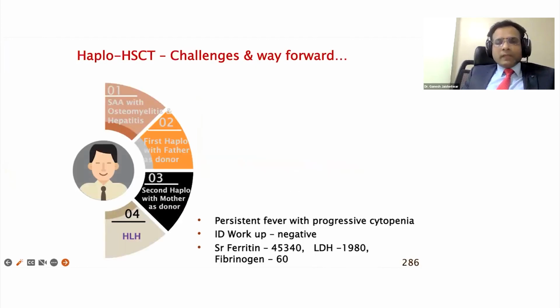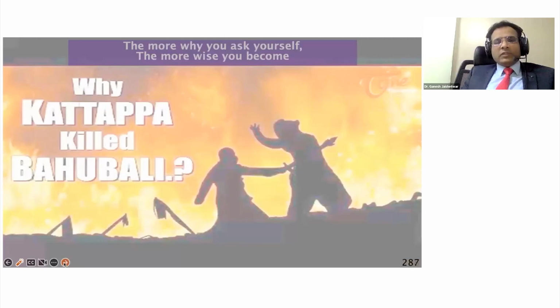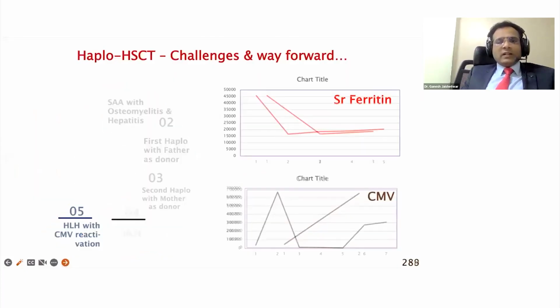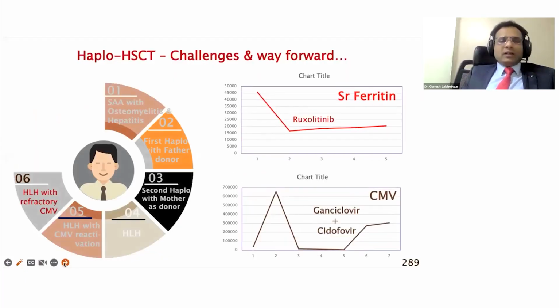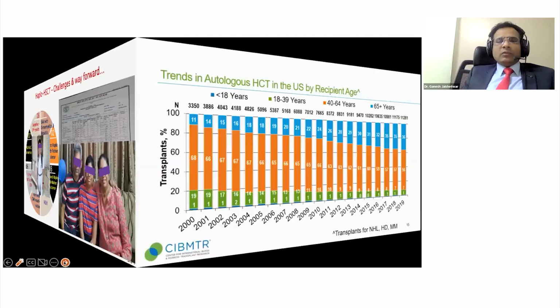He develops HLH post-transplant and is managed with novel drugs like ruxolitinib upfront for HLH, because the fear of losing the graft with more myelosuppressive etoposide was not acceptable in this case. And this child continues to do well. So this is almost 2 years post-transplant.